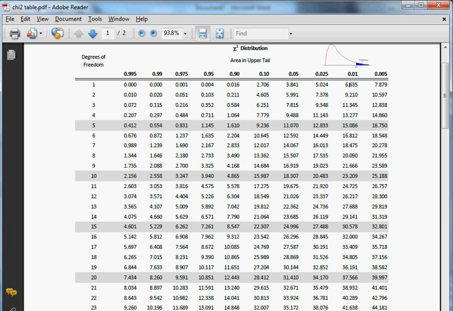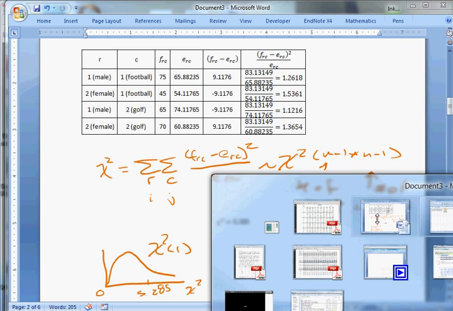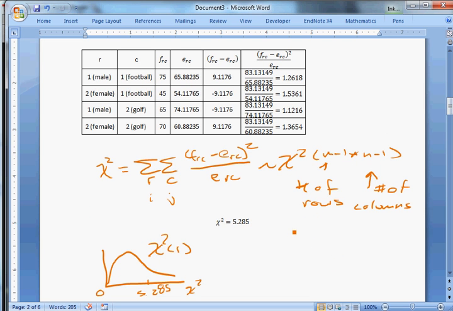Because it's an upper tail test, we are going to just care about that. That's going to be our p-value as well. So 0.01 is less than our p-value, which is less than 0.025.